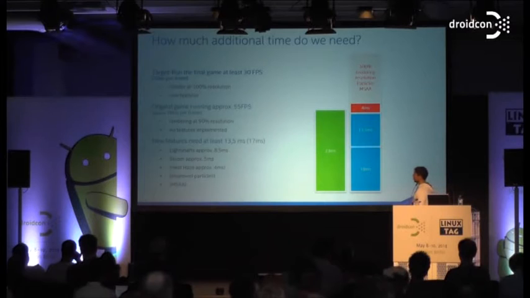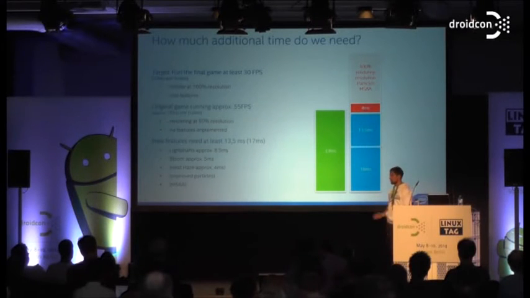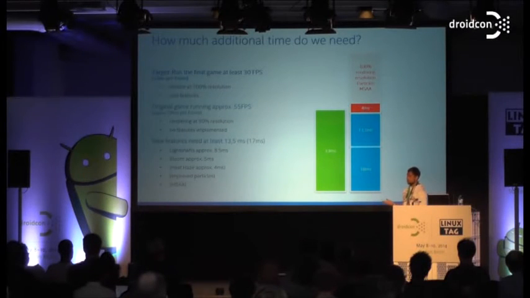So what did we look at the beginning? The game was originally running at 50 or 55 frames per second. So that took us on average, let's say, approximately 80 milliseconds for each frame. But back in the days, the game was only rendering at 50% resolution. Okay, that's low. And there were no features implemented. So we actually needed to find some time to do that.